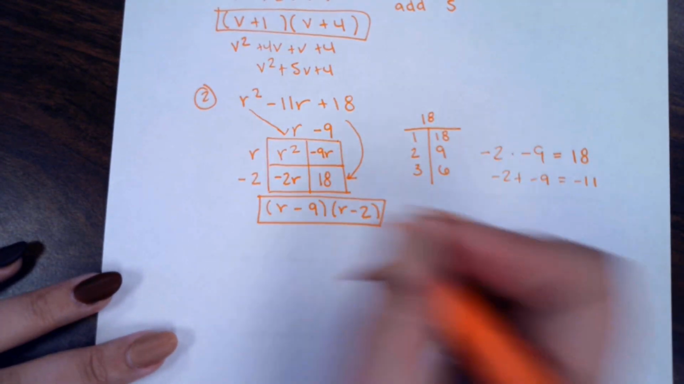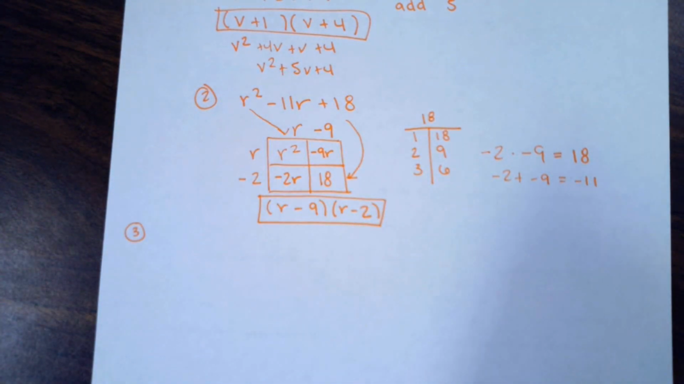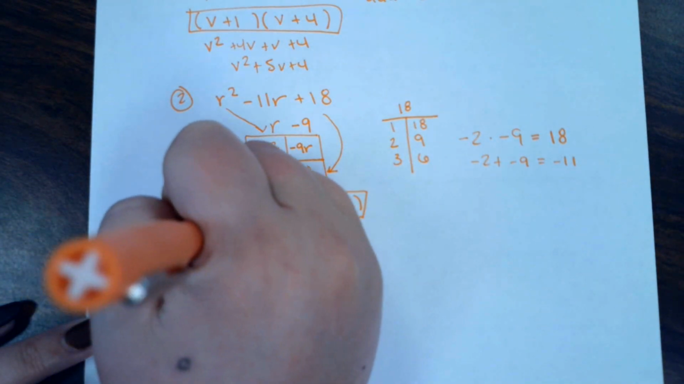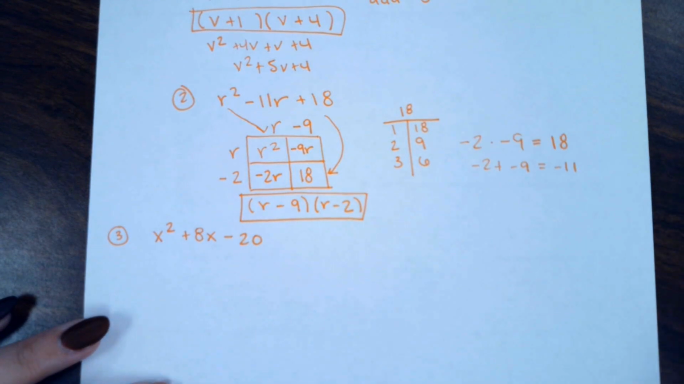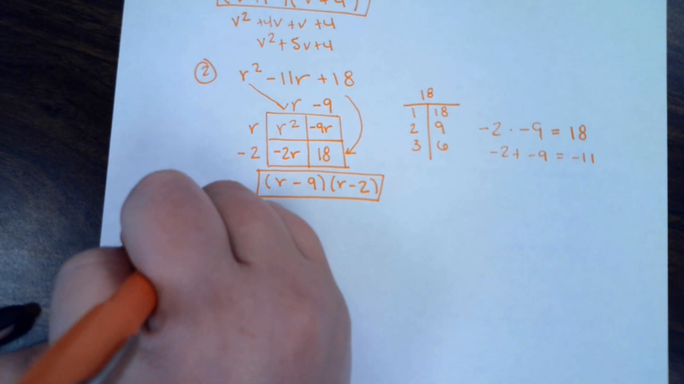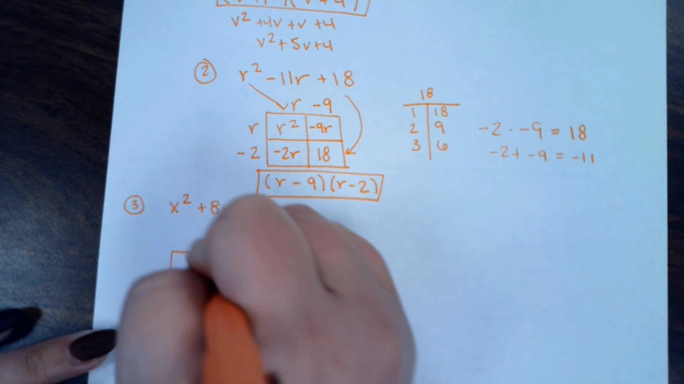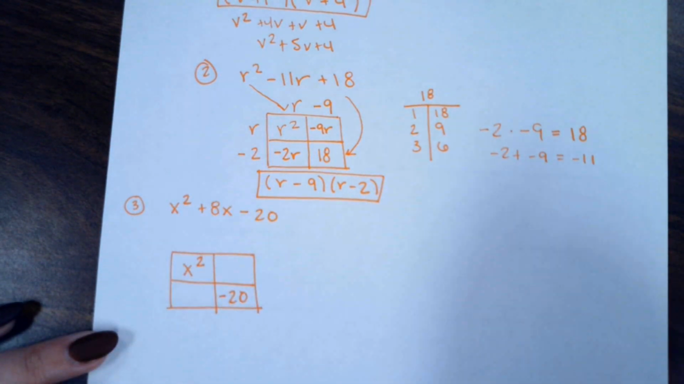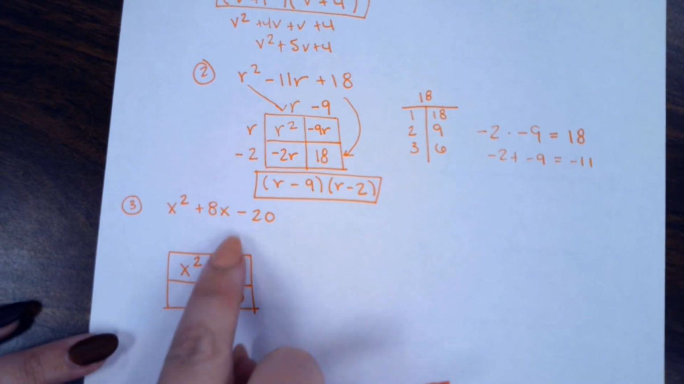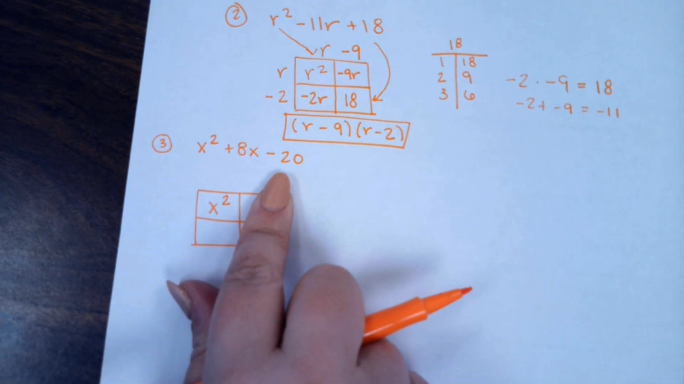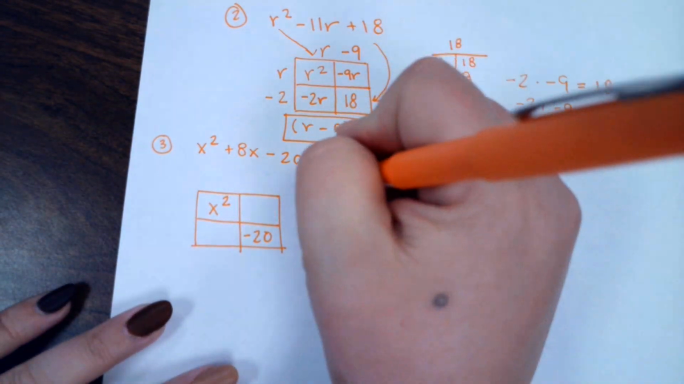All right, let's do 2 more together, I think. X squared plus 8x minus 20. So again, if you like guess and check, you can absolutely do it that way. I'm going to do the box method though. So make my box. We'll put x squared here, and we'll put negative 20 there. Now, notice our c value is negative this time. To get a negative number, we need to multiply a positive number with a negative number. So keep that in mind when we are looking at the factors.